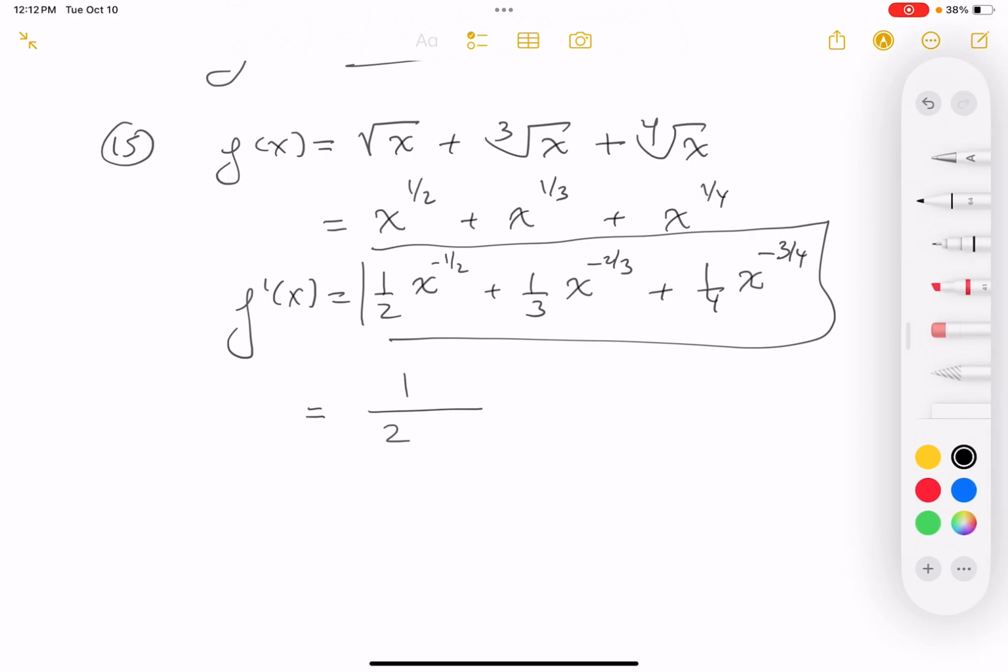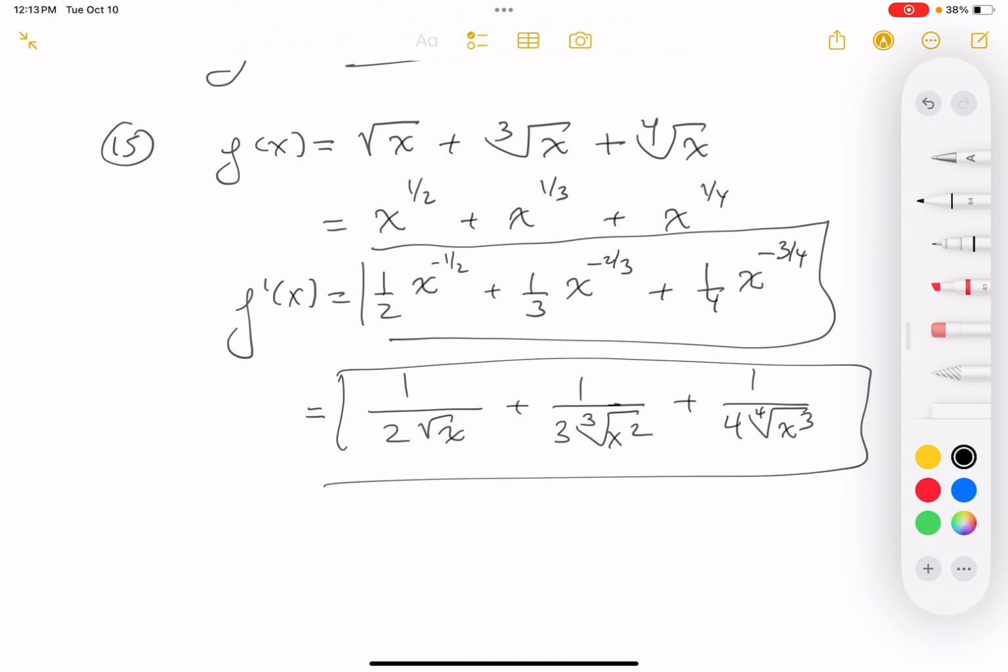This will be 1 over 2 root x. This will be plus 1 over 3, the cube root of x squared. Well, this one will be 1 over 4. It's going to be the fourth root of x cubed. There's no need to rationalize the bottoms unless you feel obligated to do so. Let me go to the next question.